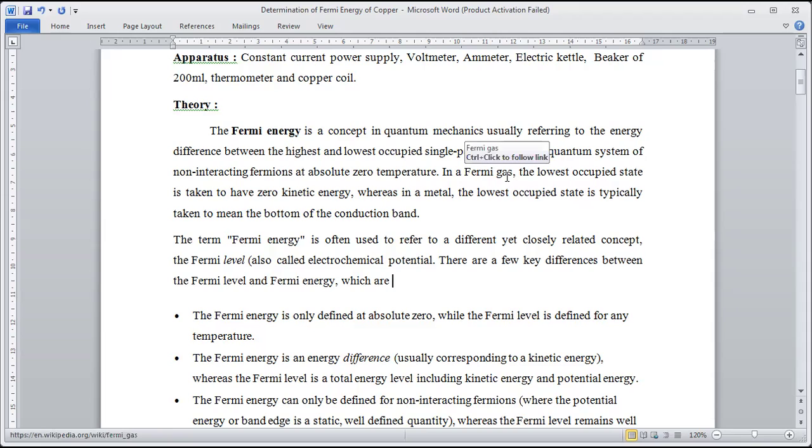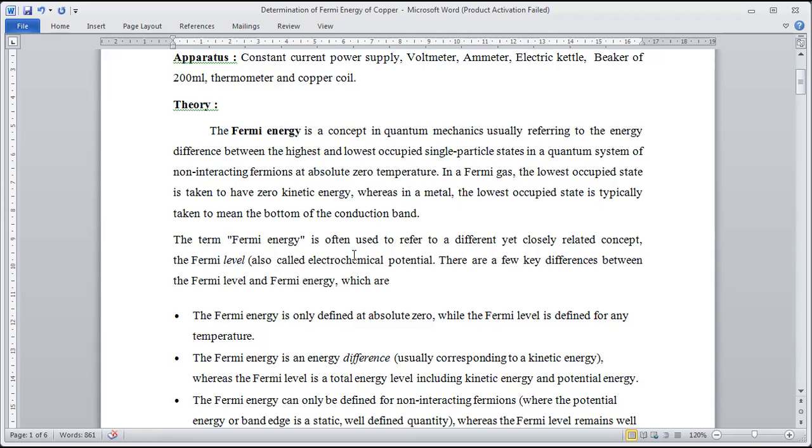In a Fermi gas, which is a gas full of fermions, the particles' distribution obeys the Fermi-Dirac statistics. That kind of particle is called a fermion, and a gas of such particles is called a Fermi gas, meaning a gas which obeys the Fermi-Dirac statistics. The lowest occupied state is taken to have zero kinetic energy, whereas in a metal, the lowest occupied state is typically taken to mean the bottom of the conduction band.